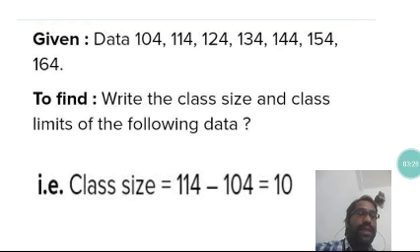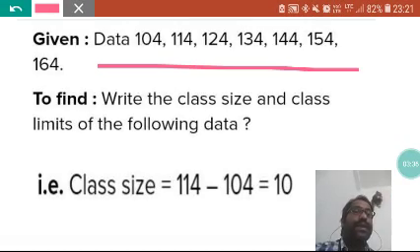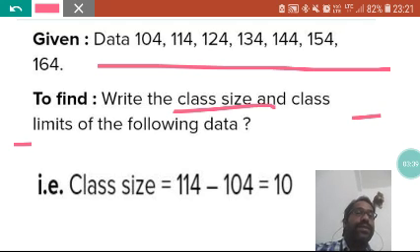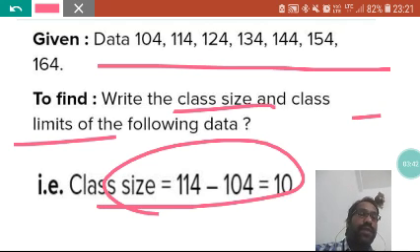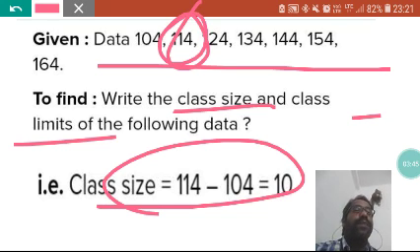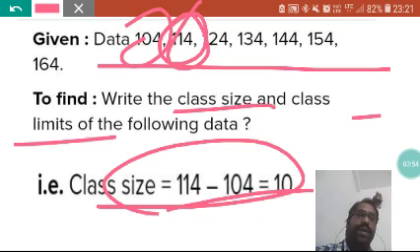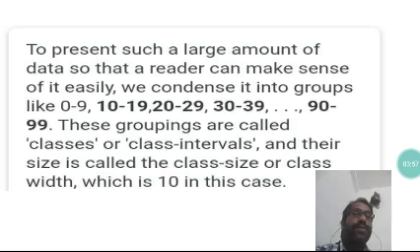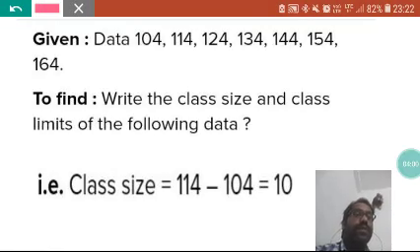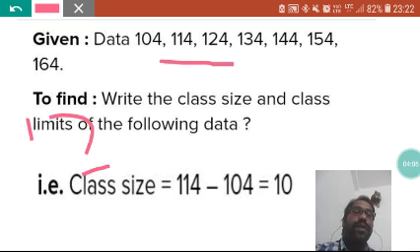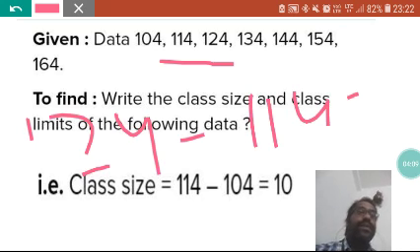So all these things we have to find. Suppose in this, what is the class size and class limit of this data? The class size is 114 minus 104. 114 is the upper limit, the consecutive number, and 104 is the preceding one, so that difference is called the class size. If you want to check the next one, the same thing is there: 124 minus 114, the same result, which is equal to 10.